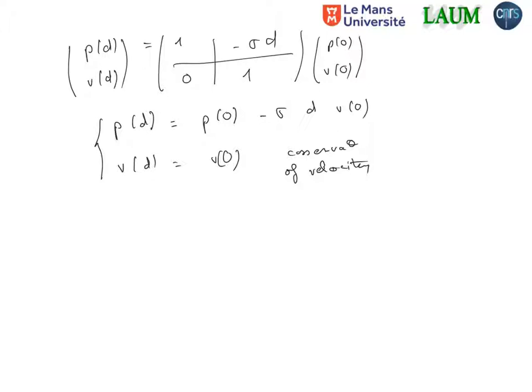And in the first equation, we have that P of D is equal to P of 0 minus sigma D V of 0. So this is a pressure drop: the pressure at the end of the duct, or at the end of the porous material, is equal to the pressure at the beginning of the porous material minus sigma D V of 0. And then this is the pressure drop induced by the porous material. Okay, so this is here the approximation at first order of the film or the resistive screen.